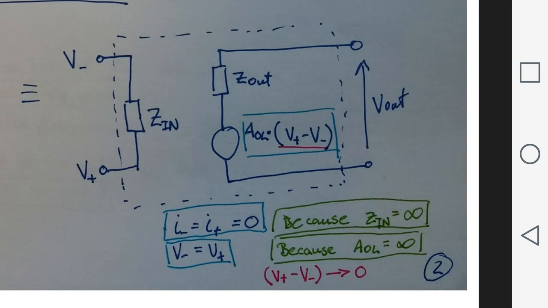So this is some general information about the operational amplifier.